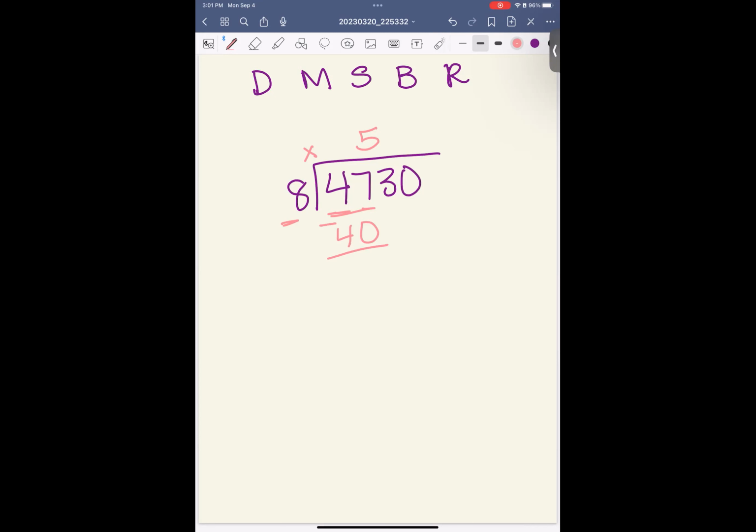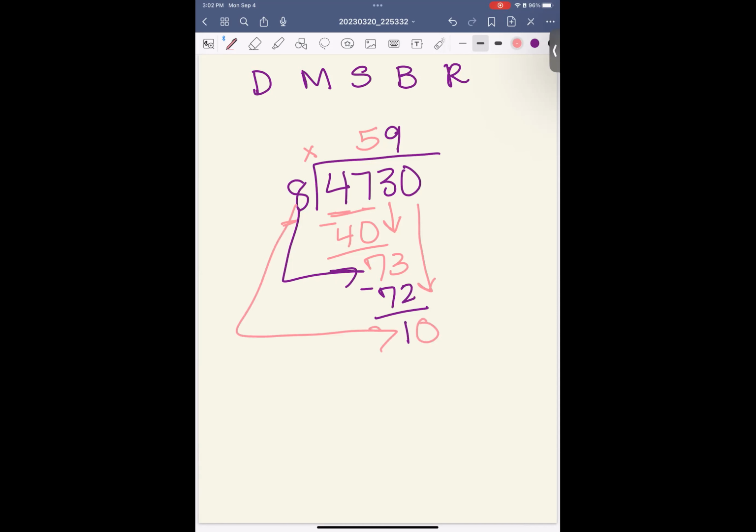Subtract. 47 minus 40 leaves me with 7. Is 7 smaller than 8? Yes, that's great. I can bring down my next digit. And I'm going to start again. How many groups of 8 can I take out of 73? 9. Because 9 times 8 is 72. Subtract. 73 minus 72 is 1. Is 1 smaller than 8? Yep, that's great. Bring down your last digit.